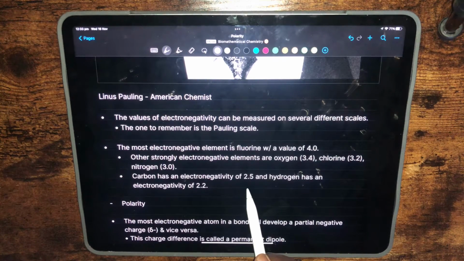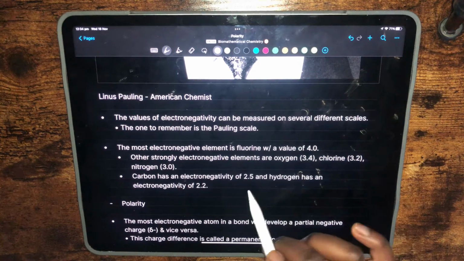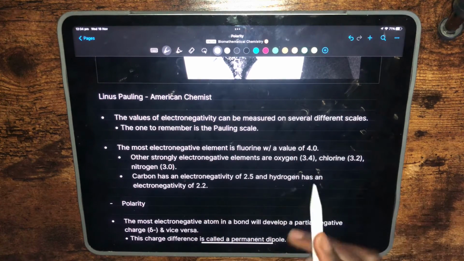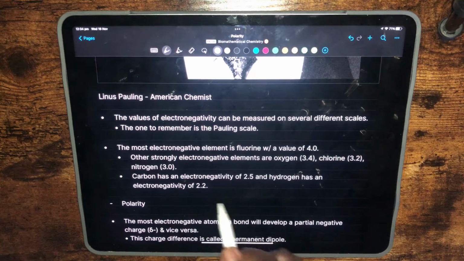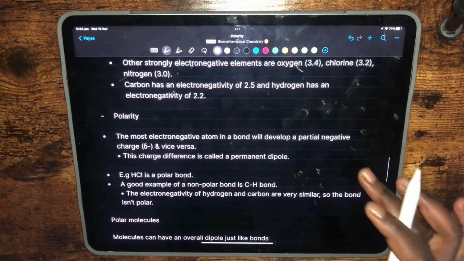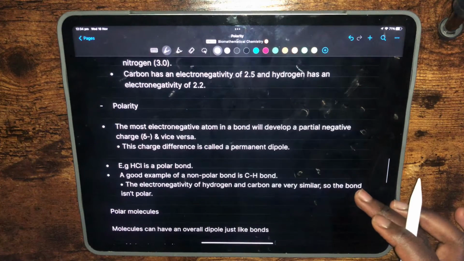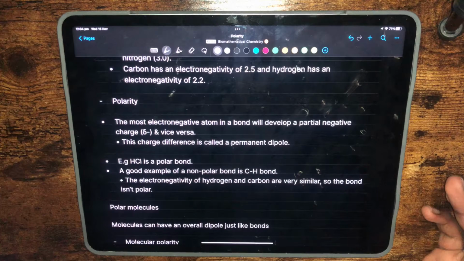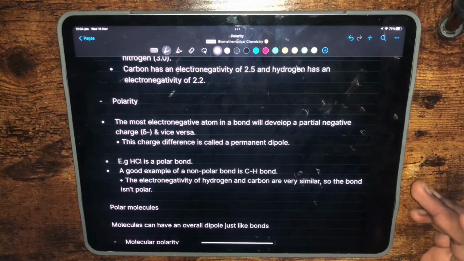That would be considered a polar bond, because the difference is 1.5. For carbon-hydrogen this is 0.3, so it's not a very polar bond, but there is still a difference in electronegativity. Polarity: the most electronegative atom in a bond will develop a partial negative charge, and vice versa. This charge difference is called the permanent dipole.